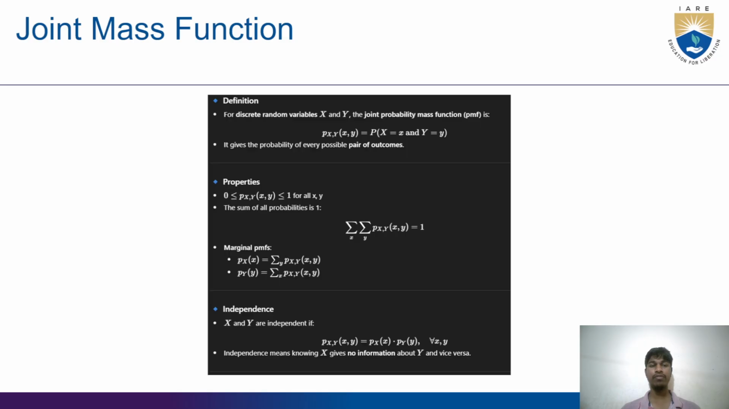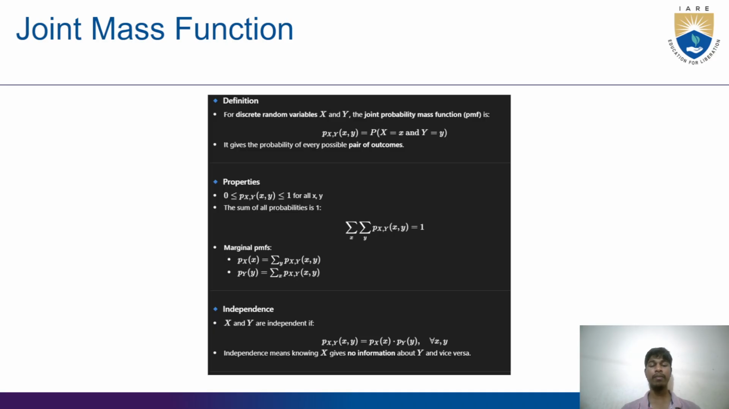The properties of the joint mass function are: the probability of x and y is between 0 and 1 for all x and y values. The sum of all probabilities in the joint mass function is equal to 1. The formula for the joint mass function is the summation over x, summation over y, of P(x, y) equal to 1.